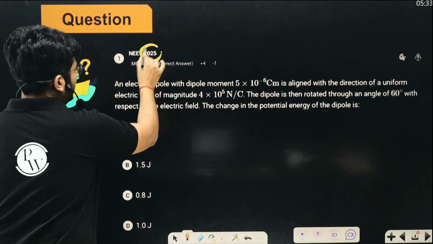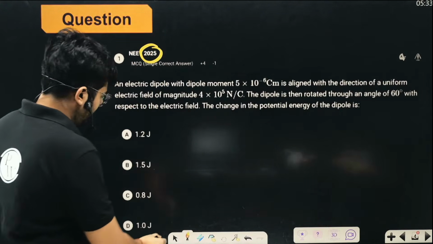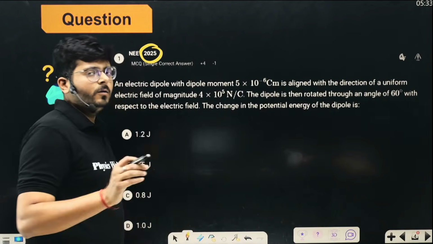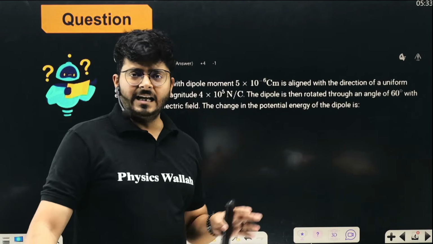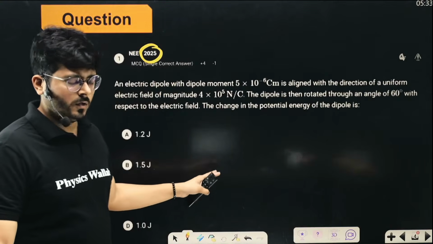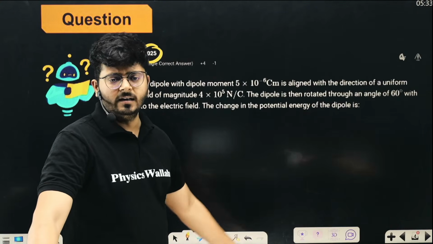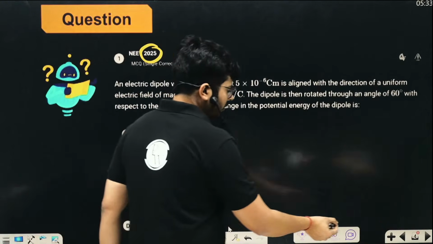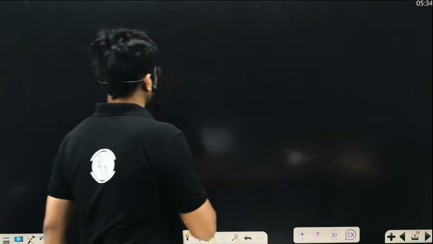This question was asked in NEET 2025, right? So again, a very important type of question this is. You will find many questions from the same idea of the dipole, right? So again, if you can solve it, your timer is going on, and you can continue and work on the solution. But my dear kids, if you cannot, I will tell you the solution.